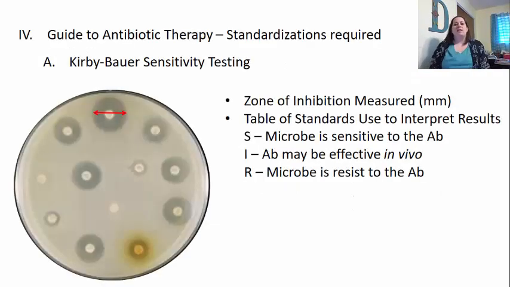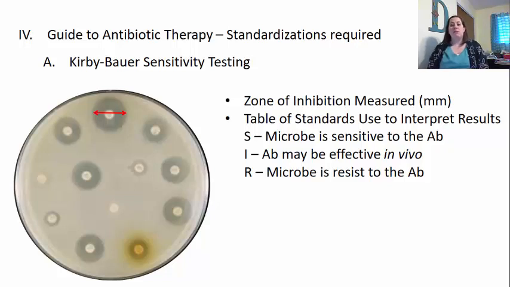So we want to now look at the guide to antibiotic therapy. There's got to be some standardizations that are required in order for this to work. One way that we want to test the sensitivity of antibiotics is through what we call the Kirby-Bauer sensitivity testing. This is going to be similar to what we saw with the disinfectants and antiseptics, where we're going to look for that zone of inhibition. When we place these discs that have the antibiotics present in them, we want to measure the zone of inhibition, and we're going to measure these in millimeters.